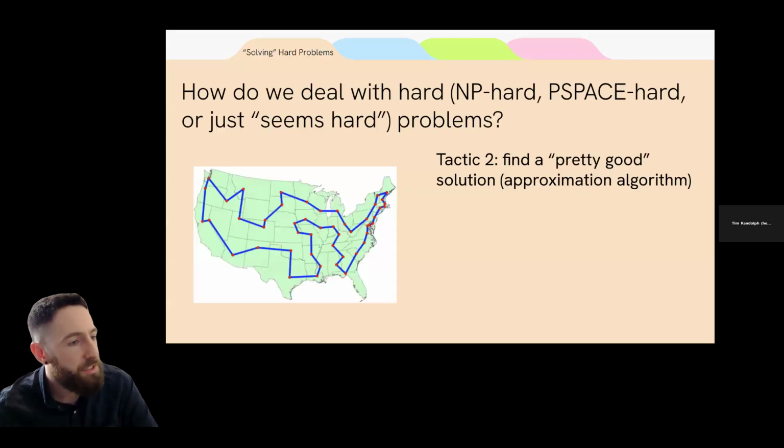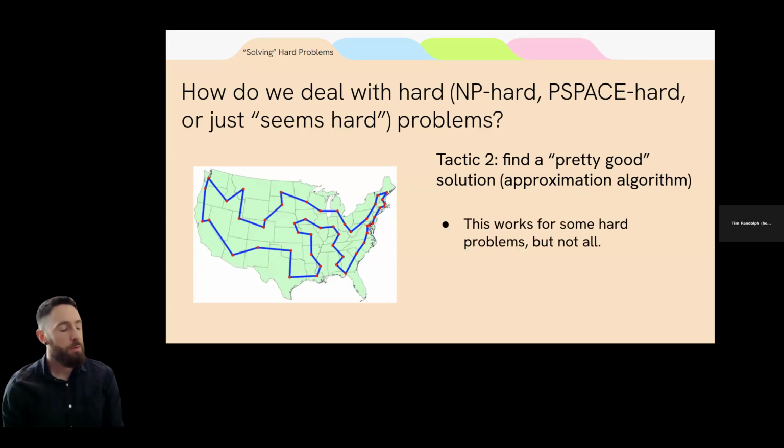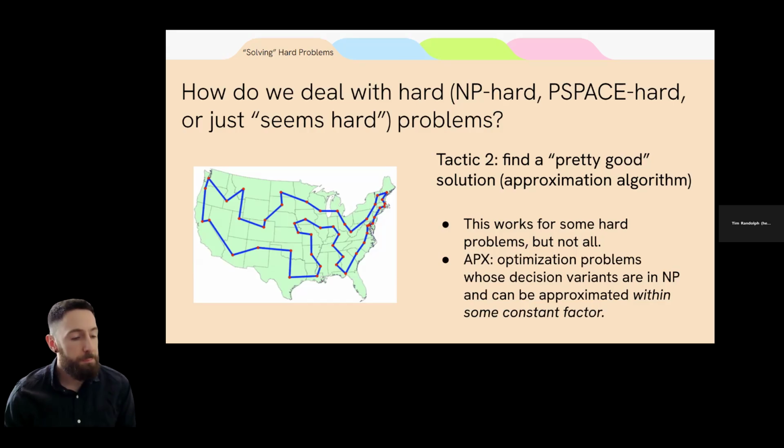All right, approximation algorithms. So the other day we saw this slide and we saw tactic two, which is if you can't solve the really hard problem, one thing you can do is find a pretty good solution. That is, it may not be optimal, but hopefully it's provably within some factor of optimal. And this works for a lot of really hard problems, but not all of them.